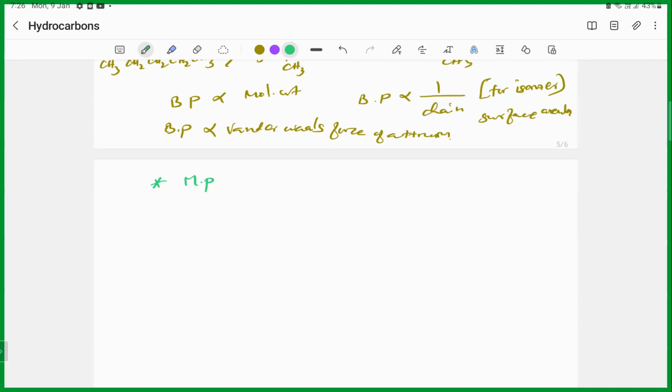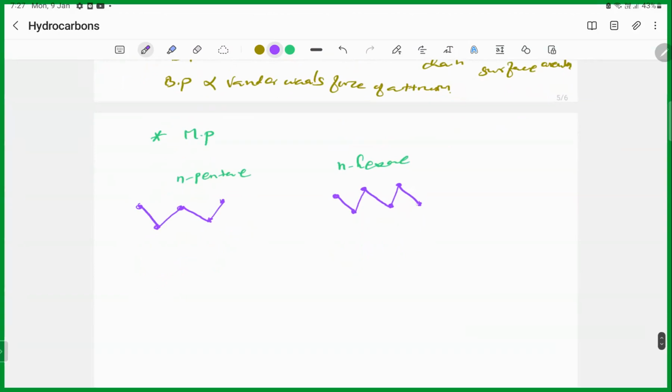So what they are saying: take n-pentane and n-hexane. You can write pentane as CH3, CH2, CH2, CH2, CH3, and hexane as CH3, CH2, CH2, CH2, CH2, CH3. You number 1, 2, 3, 4, 5, 6 and 1, 2, 3, 4, 5. In one case both methyl groups are directed on the same side, while here the methyl groups are in opposite directions.